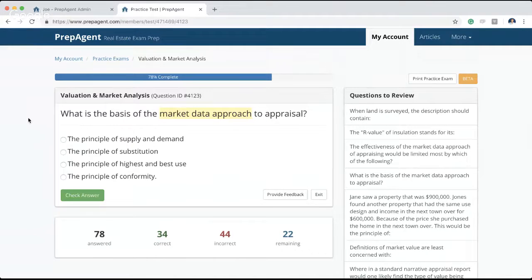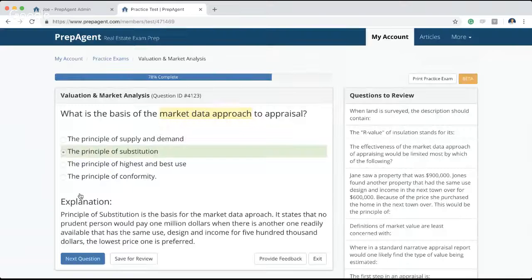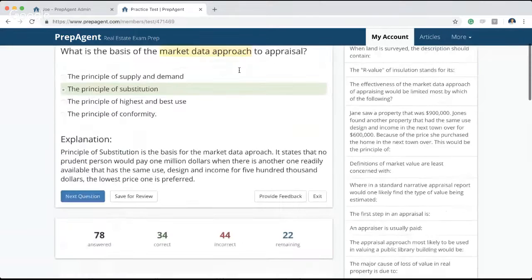Okay, what is the basis of the market data approach to appraisal? A, the principle of supply and demand. B, the principle of substitution. C, the principle of highest and best use, or D, the principle of conformity? Hi, Nikki. What do you guys think? B, the principle of substitution.